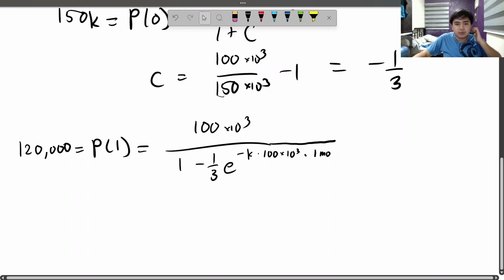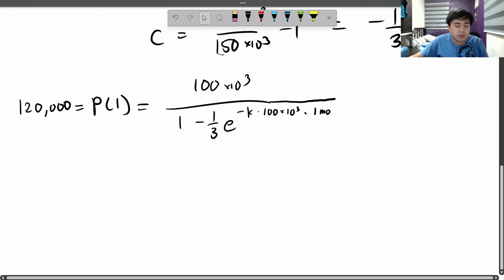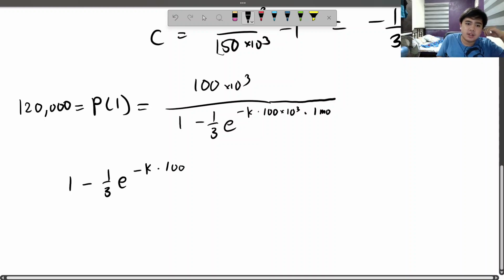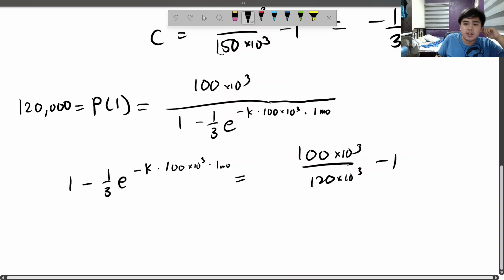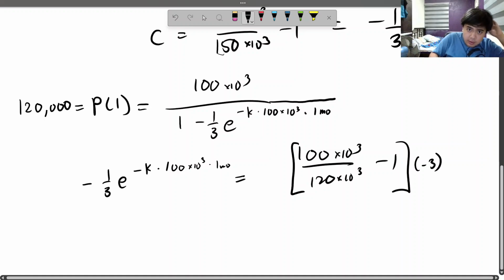Now let's try solving for k. If you input this in the calculator, it will take you an ungodly amount of time, or the calculator would break. So here's how we isolate k. We swap them. So 1 minus 1/3 e to the negative k times 100,000 times 10 to the 3 times 1 month equals 100 times 10 to the 3 over 120 times 10 to the 3. Subtract 1 on both sides to remove that. Multiply by negative 3 on both sides to remove that.